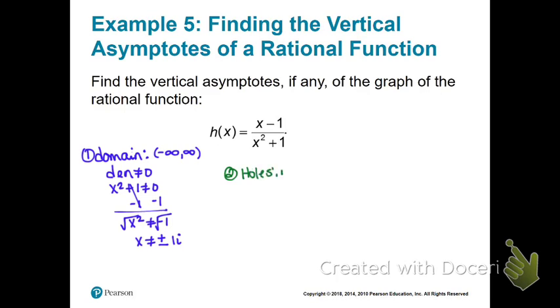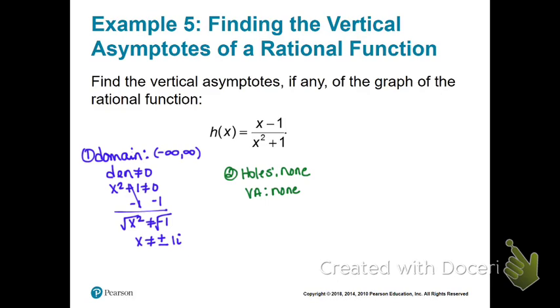No. Will you have any vertical asymptotes? No. Because remember, the holes and the vertical asymptotes make up the restrictions of the domain. Since there are no restrictions in the domain, there can't be any of those.